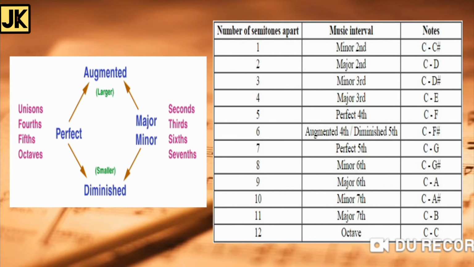Intervals can also be counted depending upon the number of semitones between them. Minor seconds are 1 semitone apart, example C and C sharp. Major seconds are 2 semitones apart, example C and D. Minor thirds are 3 semitones apart, C and D sharp. Major thirds are 4 semitones apart, example C and E. The perfect fourth is 5 semitones apart, example C and F. The perfect fifth is 7 semitones apart, example C and G.